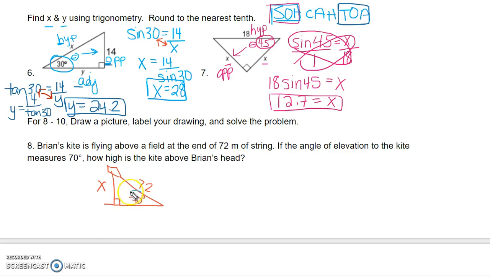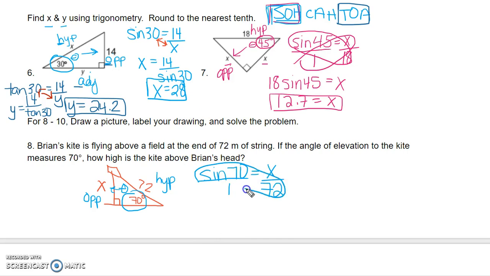That means my theta is 70, which makes x my opposite side, and it makes 72 my hypotenuse. So if I look back up here at SOHCAHTOA, opposite and hypotenuse is again sine. So I'm going to set up sine of 70 degrees equals opposite x over hypotenuse 72. I'm going to complete my proportion by putting 72 over 1 and cross multiply. So I'm going to have 72 times the sine of 70 equals, cross multiply, x.